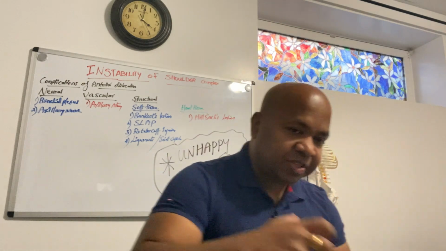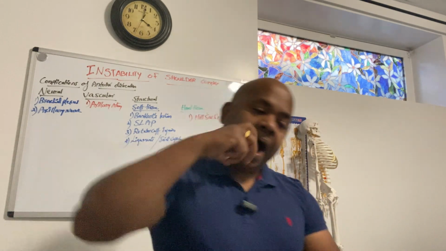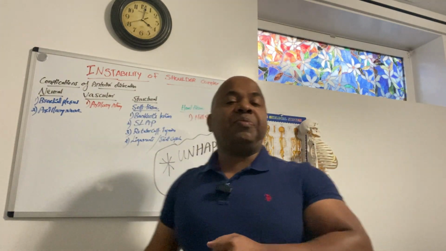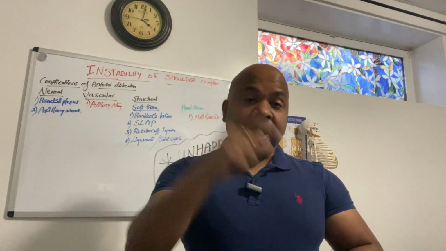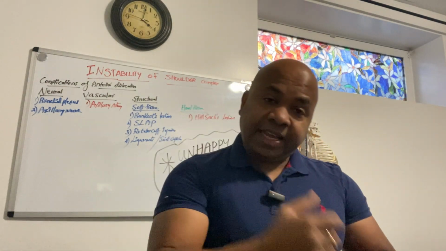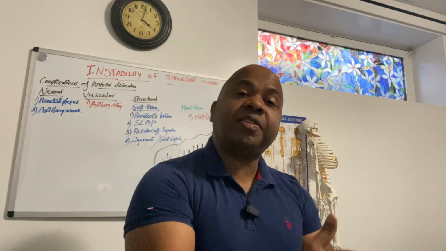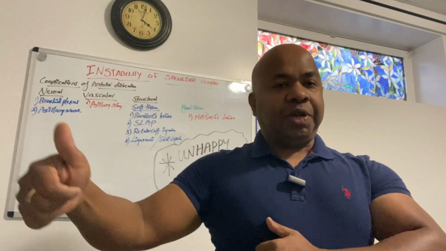When a valgus force occurs at the knee joint, there is an injury to the anterior cruciate ligament, the medial collateral ligament, as well as the medial meniscus. And these three injuries combined together form the unhappy triad. This is called the unhappy triad at the knee joint.